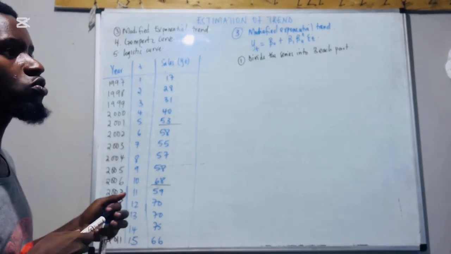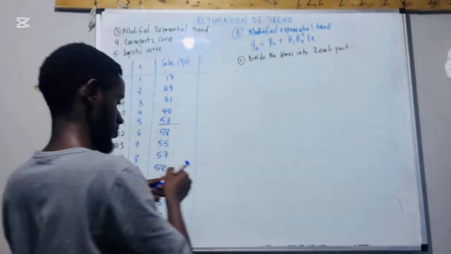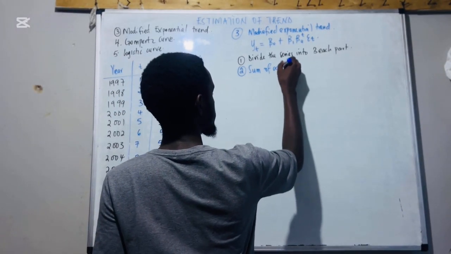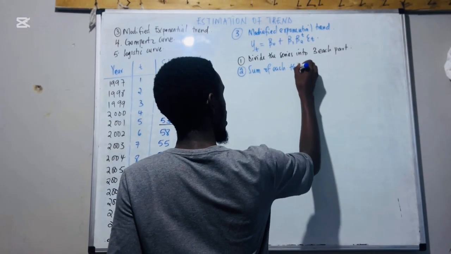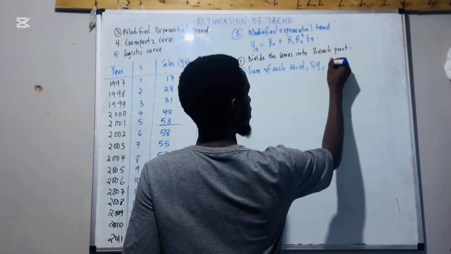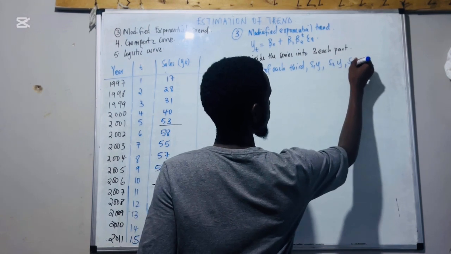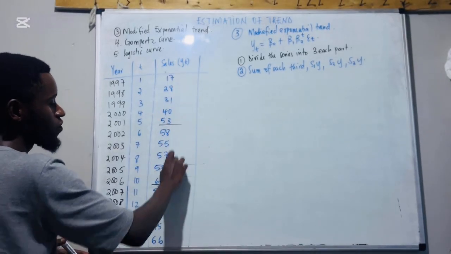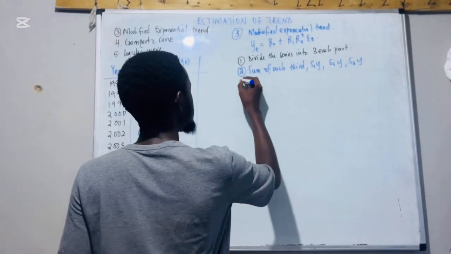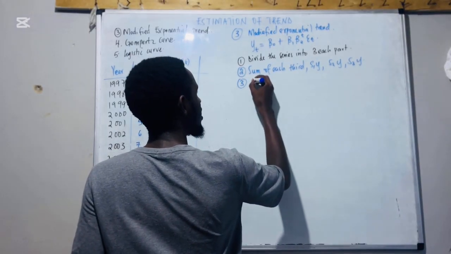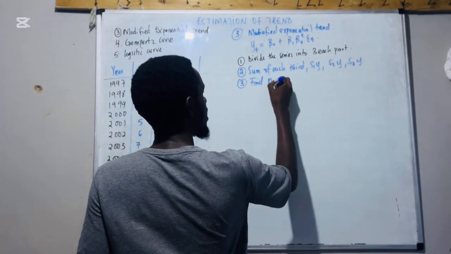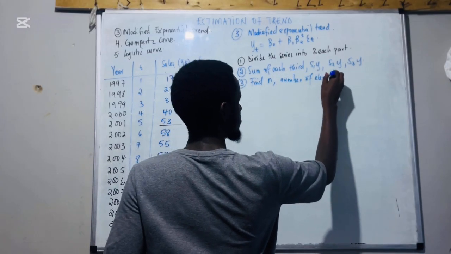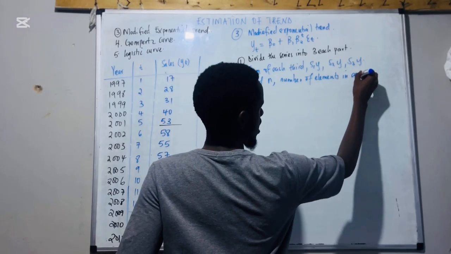After that, what we need to do next is to find the sum of each third, and we name them S1y, S2y, and S3y. Then lastly, part 3 is to find n, where n equals the number of elements in each third.